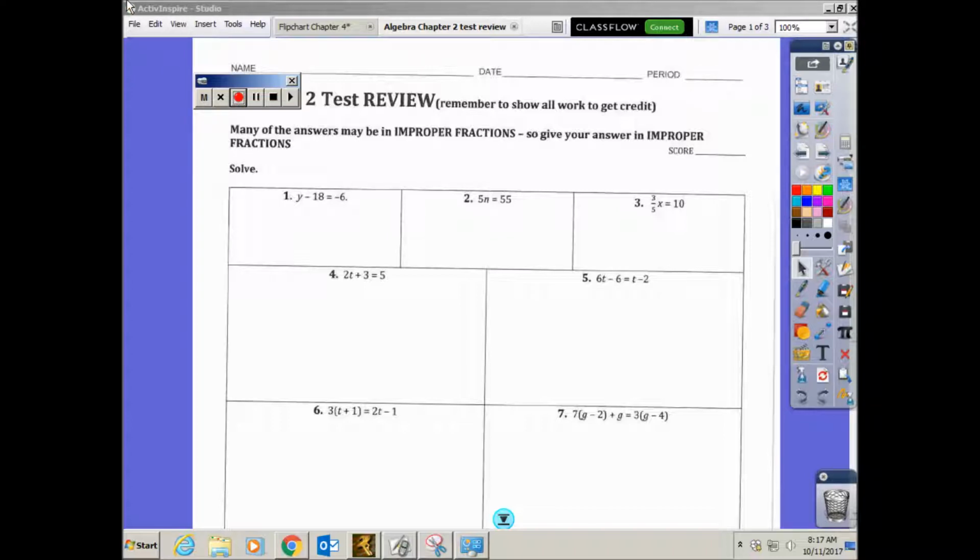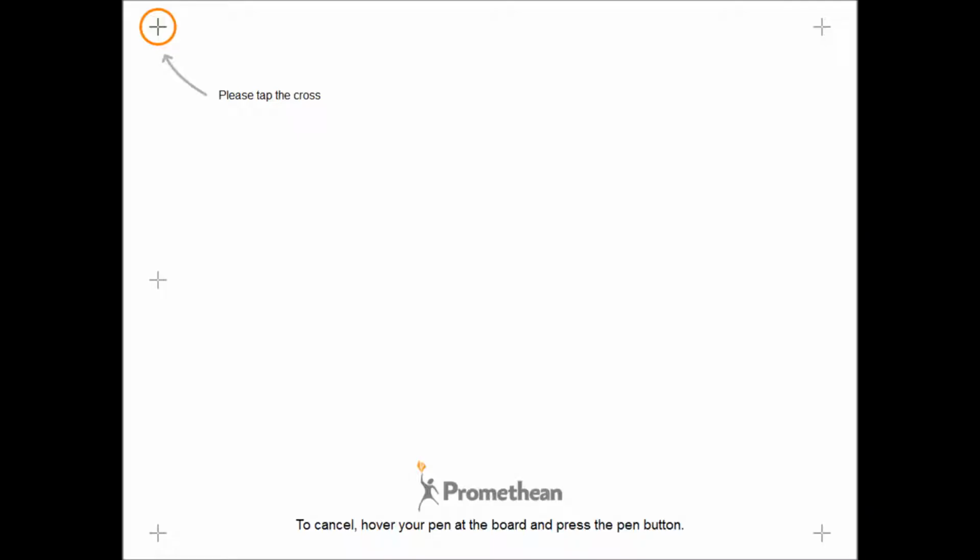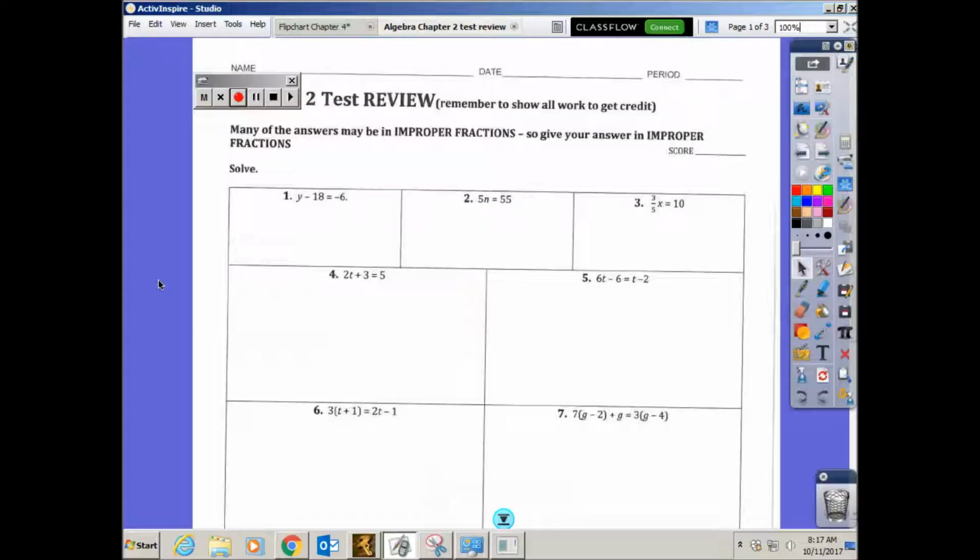So we are recording for the Chapter 2 review for algebra. If you are watching this, you can be watching this with the sub or at home and know how to do the problems. It says many of the answers may be improper fractions, so give your answer in improper fractions. Don't be afraid of the fact that it's improper fractions, because I was just quickly making up equations.